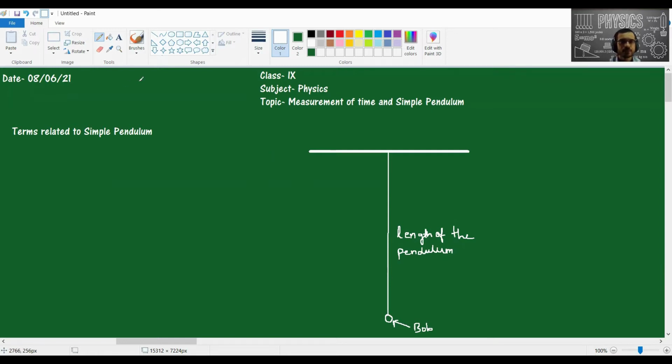And this is the mean position. When we displace the pendulum from its mean position, we call it extreme position. The maximum height to which the pendulum is displaced from the mean position is known as extreme position. So there are two extreme positions. First, this is extreme position 1.